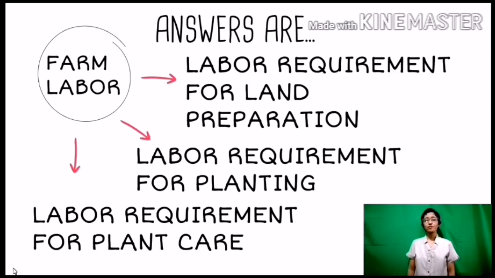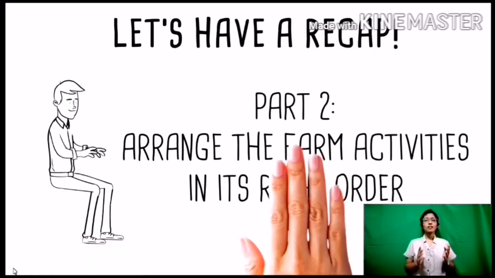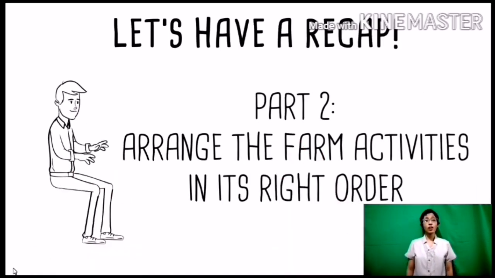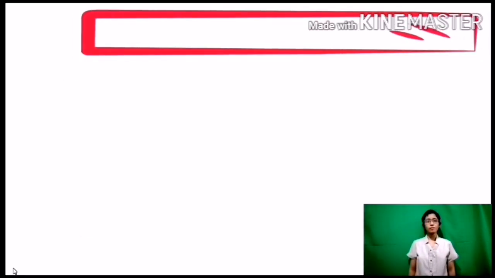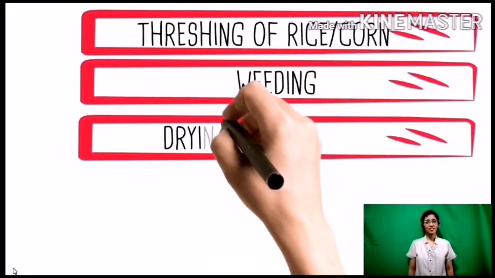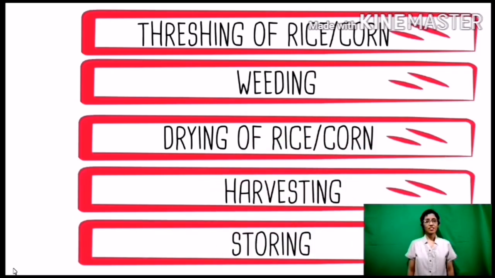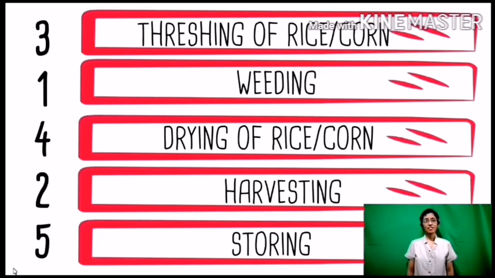Now, to the last part of the recap. Arrange the farm activities in its right order by placing numbers 1 to 5. Well done!